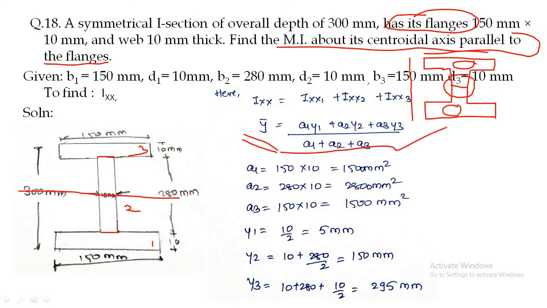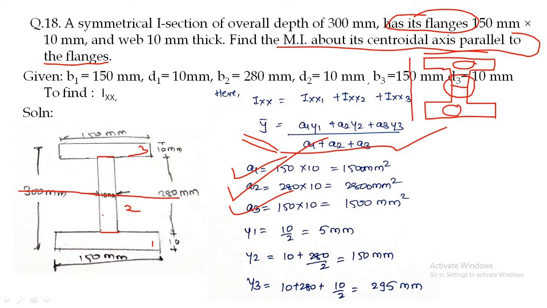Y bar is equal to a1 y1 plus a2 y2 plus a3 y3 upon a1 plus a2 plus a3. And what is a1? A1 is the area of the first rectangle, a2 is the area of the second rectangle, and a3 is the area of the third rectangle. Putting the values of b1, d1, and so on, we get a1 as 1500 mm square, a2 as 2800 mm square, and a3 as 1500 mm square.